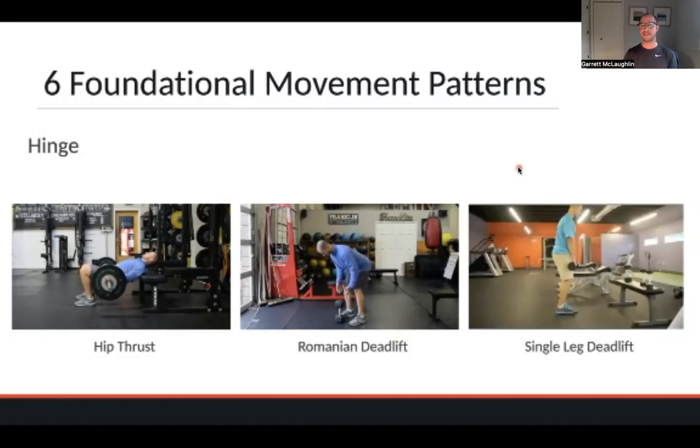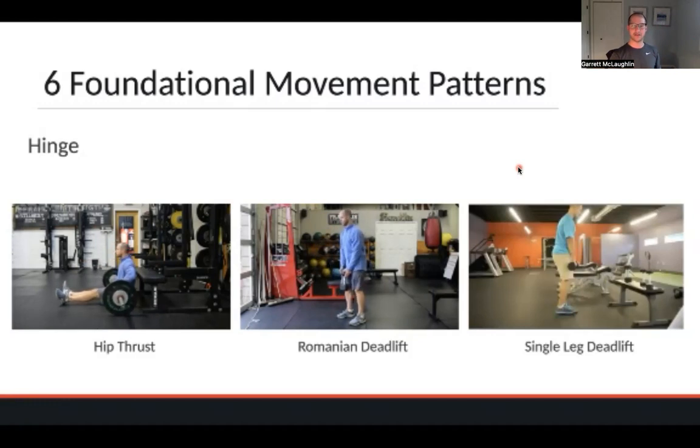Next exercise here in the hinge category is the Romanian deadlift. So you can see small bend in the knees, hinging at the hips, but very similar to that hip thrust, right? I'm only using and moving through my hips. My back is remaining nice and flat. So I hinge down and then I drive my hips forward to stand.